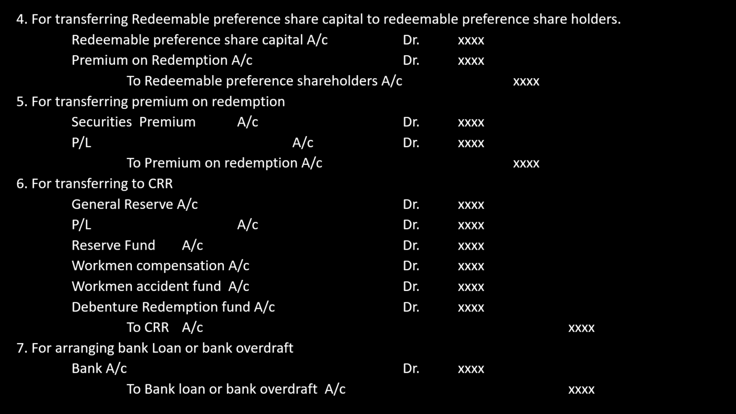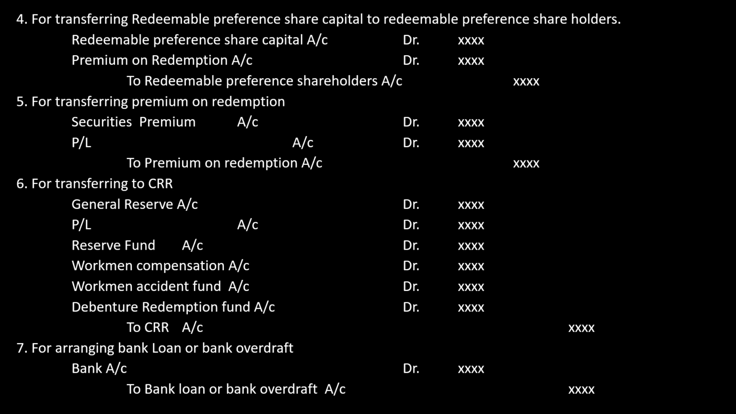If you look at the balance sheet, the general reserve shows 3 lakh and P&L shows 10 lakh. The money needed for transferring to CRR is only 5 lakh. So I'll take 3 lakh from general reserve and, out of 10 lakh, I'll take only 2 lakh from P&L. The rest, reserve fund, workmen compensation fund, workmen accident fund, debenture redemption reserve, are not needed. With these two itself, I can transfer the whole money required.